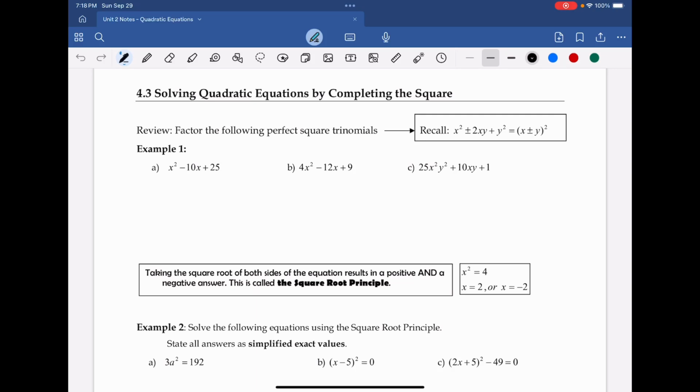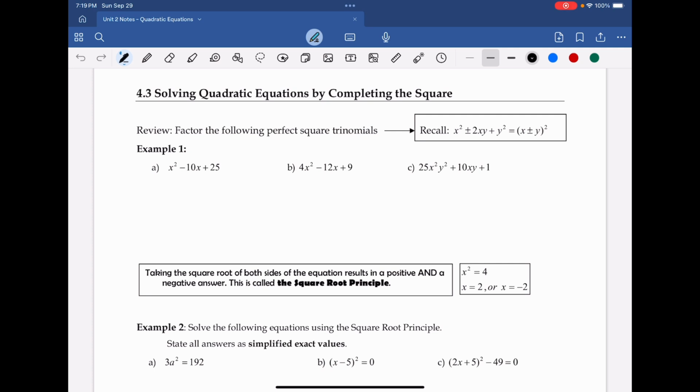All right, so now we move on to lesson 4.3, and that's solving quadratic equations by completing the square. So we've introduced the first algebraic method in a previous lesson, which was factoring to solve for x-intercepts, roots, or zeros. But now what we're going to talk about is our second method, which is completing the square.